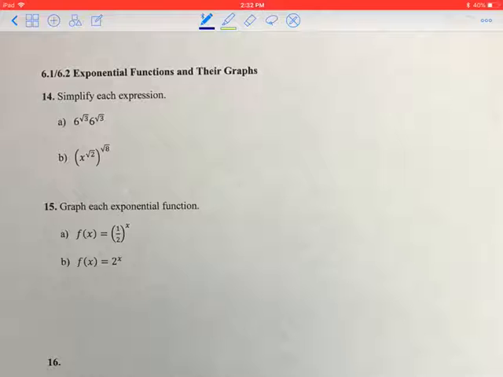So for part A, I want you to think back to an easier problem. If I gave you something like x squared times x to the fifth, you would keep the base and you would add the exponents. So we're going to do precisely the same thing here. We're going to keep the base. We are going to add the exponents. So remember, when you're adding square roots, you think about the number in front. That would be a 1. And that would be 6 to the 2 square roots of 3.